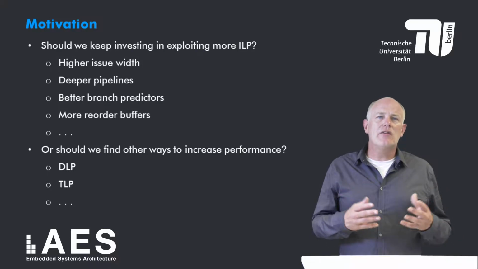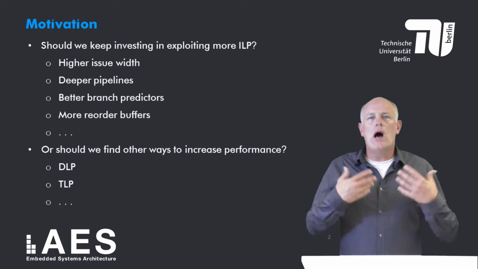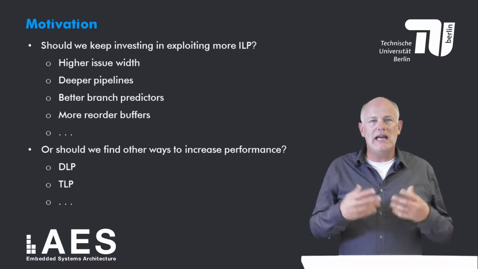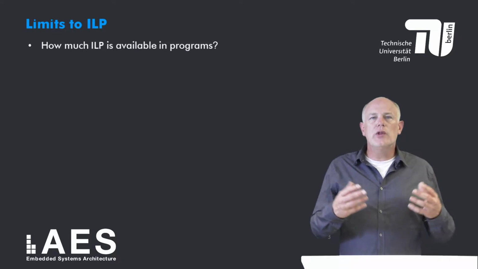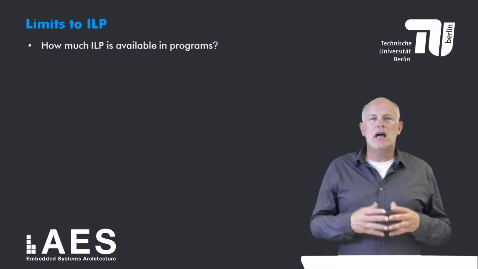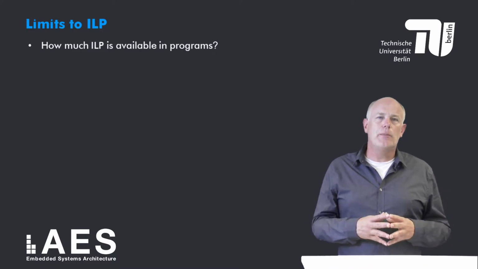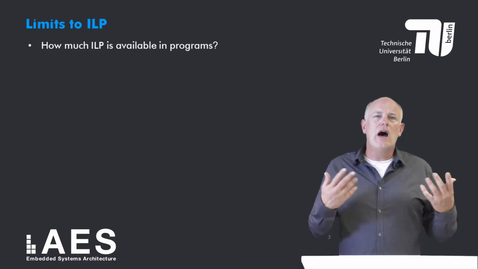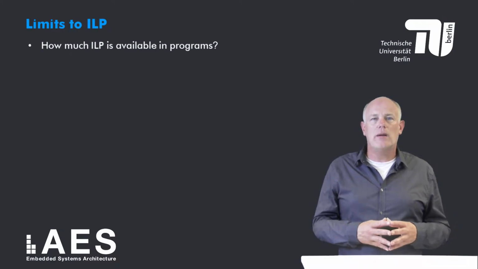To find an answer to this question, in this lesson I will present results that show how much instruction level parallelism is available in typical programs. So the question addressed in this lesson is, how much ILP is available in the programs that we want to execute on our processor? In other words, how many instructions can be executed in parallel in the targeted programs?